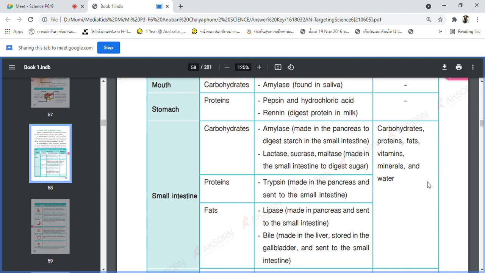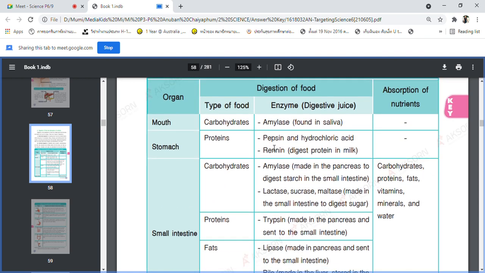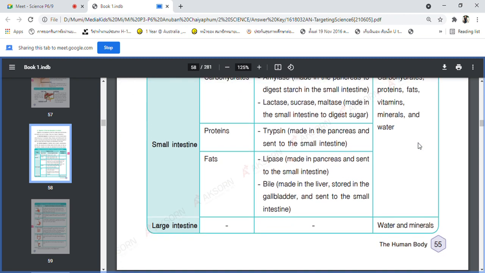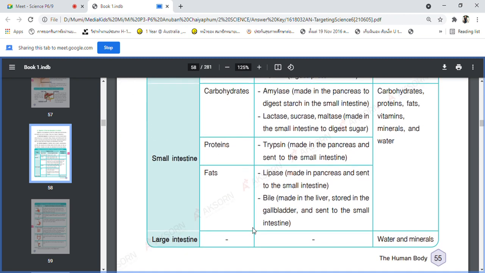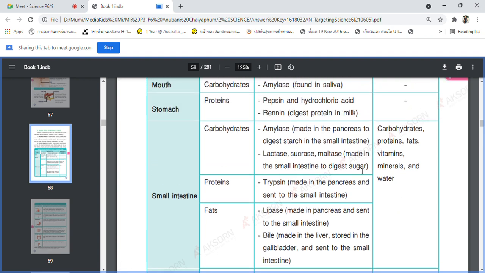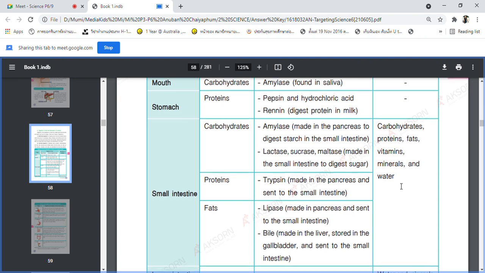Okay, and then absorption of nutrients. In other organs there is no absorption except the small intestine and large intestine. But the small intestine will absorb a lot, absorb everything: carbohydrate, protein, fat, vitamins, minerals, and water. The most digestion and the most absorption happen in the small intestine.